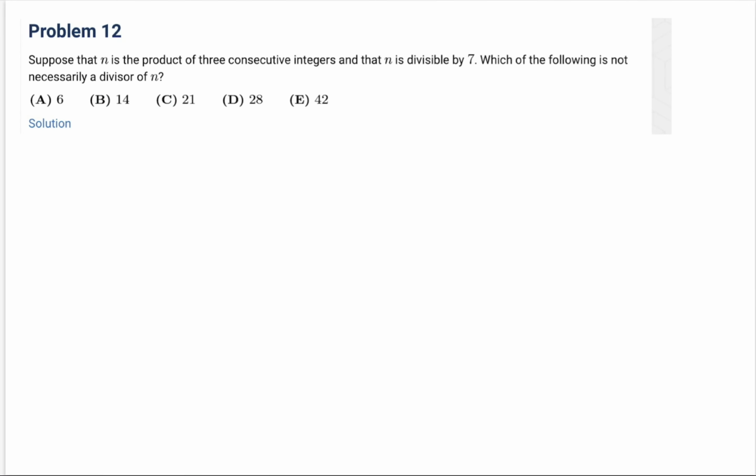Problem number 12. Suppose that n is the product of three consecutive integers and that n is divisible by 7. Which of the following is not necessarily a divisor of n? So if it's the product of three consecutive integers, it has to be a divisor of 3, and it's more than 2, right? So there has to be 1 even and 2 odd, or 2 even and 1 odd. So it has to be a divisor of 2. And it's divisible by 7, so it's a divisor of 7.